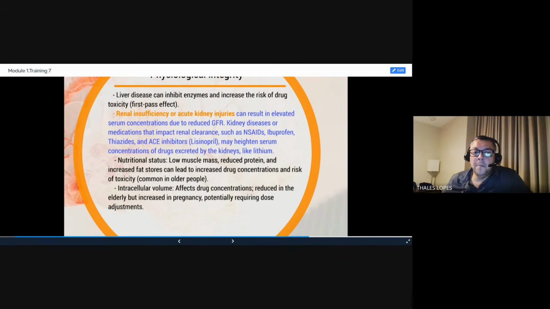Now, low body mass, reduced protein, and increased fat storage can lead to increased drug concentration and risk for toxicity. We mentioned this in older folks, right? Intracellular volume, the amount of water in the cells, can affect the drug concentration. It is reduced in the elderly because they are dehydrated, but increased in pregnancy. When someone is pregnant, they have increased water retention, right? This potentially requires a dose adjustment.